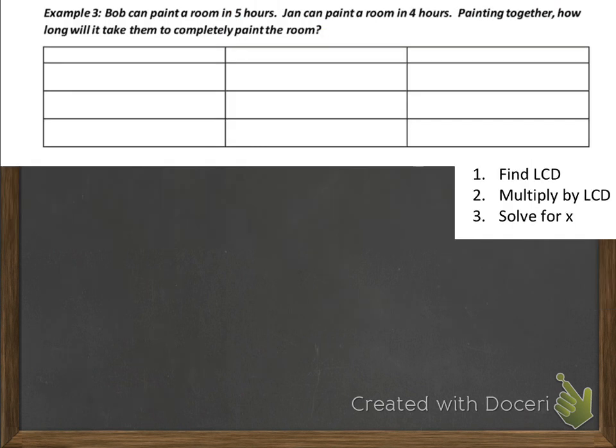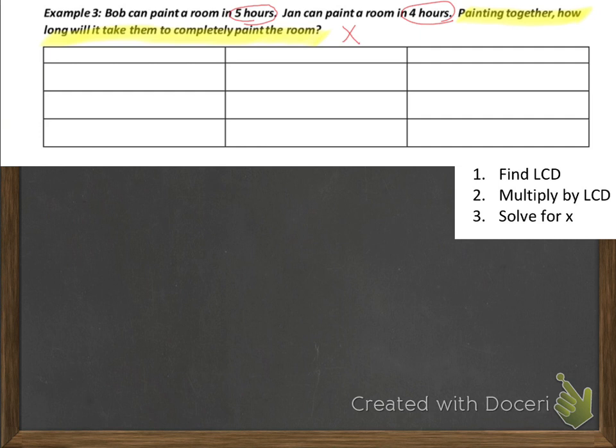All right, let's do one more example. This one is about painting a room. So let's go first and circle all of the important information. It says Bob can paint the room in 5 hours. And then it says that Jan can paint the room in 4 hours. So I guess Jan's a little faster. Okay, and then it says how long will it take them to paint the room if they work together. Remember that last thing is usually our variable. So I'm just going to call that x.